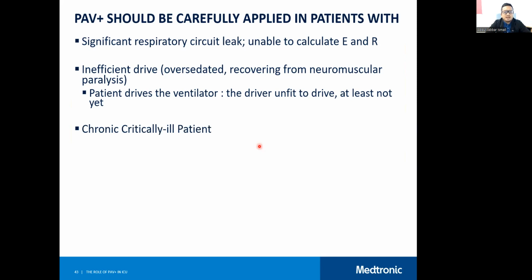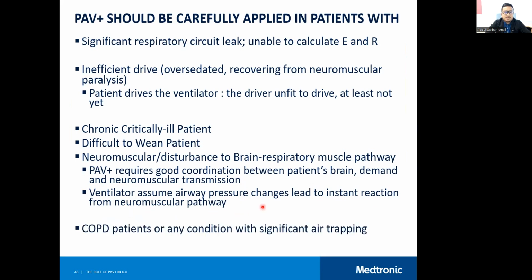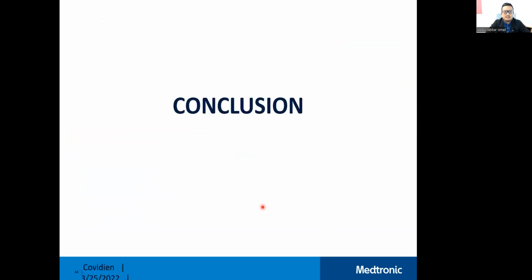And you have to remember, don't use this on a chronic critically ill patient or a difficult to wean patient, because neuromuscular disturbance or disturbance to the brain respiratory muscle pathway can lead to trouble when using this mode. PAV plus requires good coordination between the patient's brain demand and neuromuscular transmission. The ventilator assumes airway pressure changes lead to instant reaction from the neuromuscular pathway. Another thing is, in very severe COPD patients or any condition with significant air trapping, you may need to be careful to apply this.